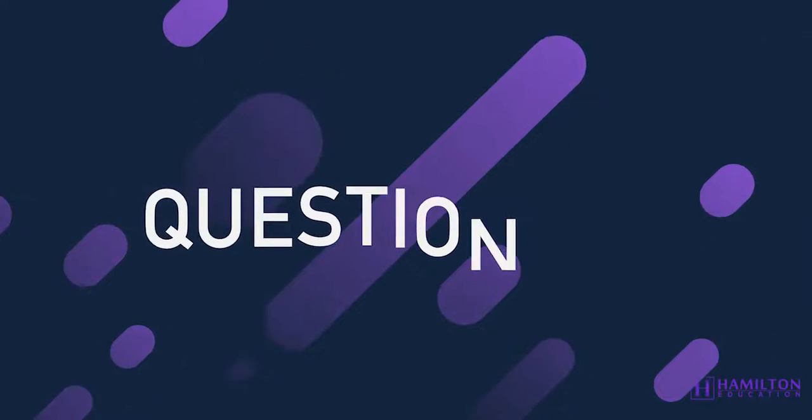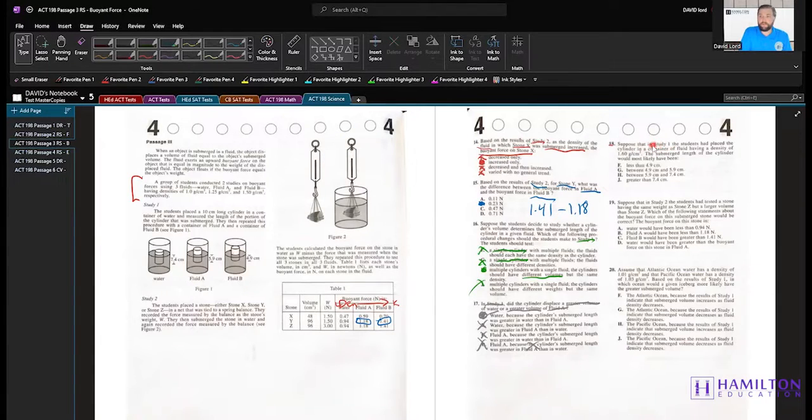Question 18. Suppose that in study 1, the students had placed the cylinder in a container of fluid having a density of 1.60 grams per centimeter cubed. Well, that is greater than what we put in fluid B. The submerged length of the cylinder would most likely have been what? Well, looking at study 1, as the density increased, the amount of submerged depth decreased. So we want a depth less than 4.9 centimeters. It would be less than 4.9 centimeters. Perfect. That's the answer. And that's why the other three are not.